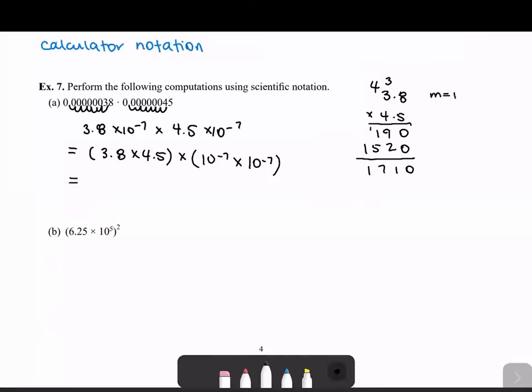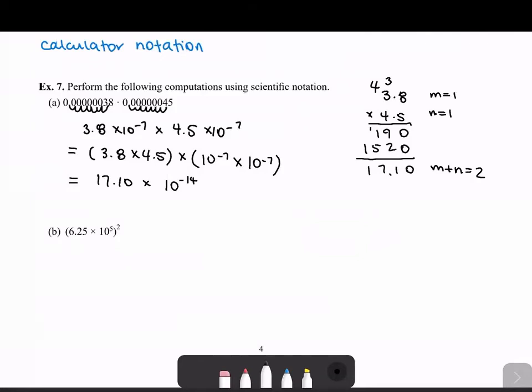There's 1 decimal place here, 1 decimal place here. So then we have 2 decimal places in our answer. So this is 17.10. And then next we multiply these 10s together. So 10 to the negative 7 times 10 to the negative 7. If we multiply numbers with the same base, we add the exponents. So this is 10 to the negative 14.